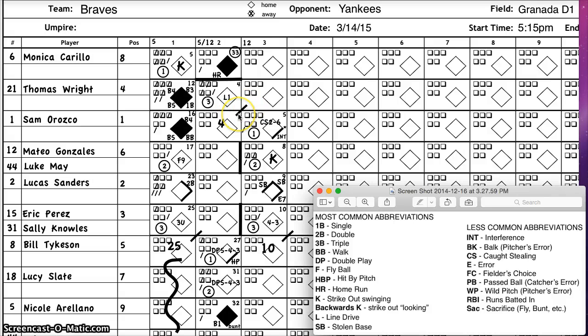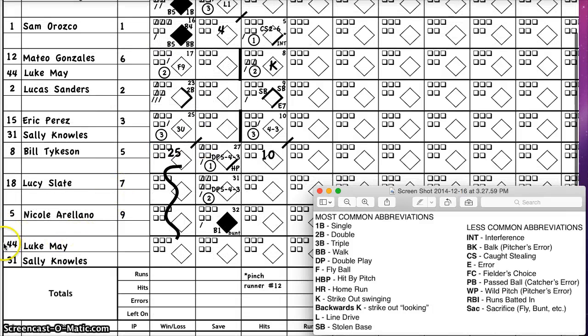Now we're going to talk about substitutions. So say after the second inning, the coach for the Braves comes up to you and says, all right, 44 for 12 and 31 for 15. Well, this is what this looks like. So don't forget that down here at the bottom, we wrote our substitutes at the beginning of the game.